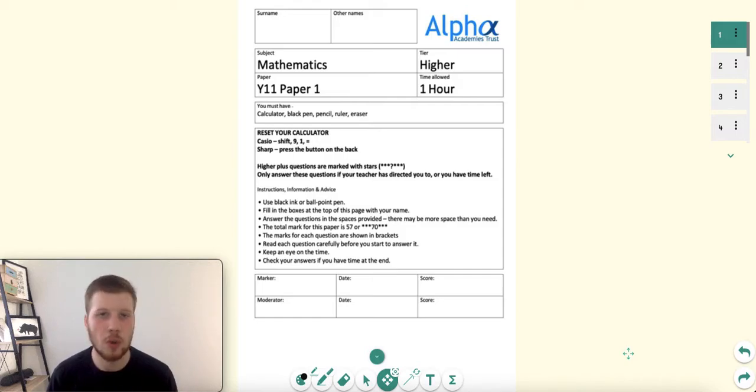Today I'm going to talk through the mathematics higher paper for year 11. It was a 1 hour paper and there are some tricky questions in here. Every question will be time stamped, so if you want to work out how to do question 12 or 13, you can skip straight ahead to that.